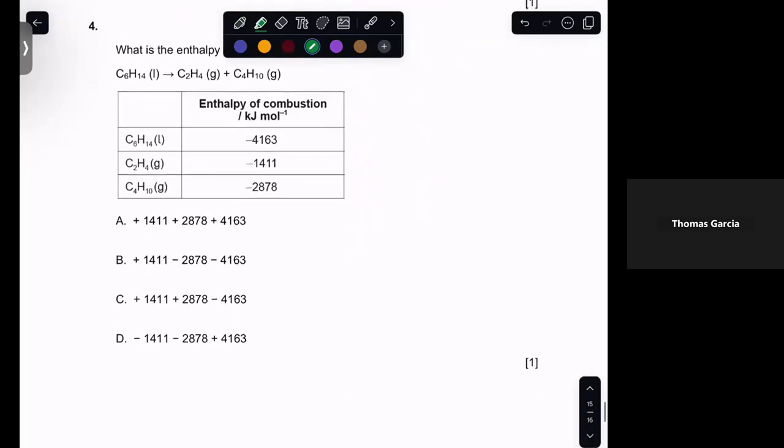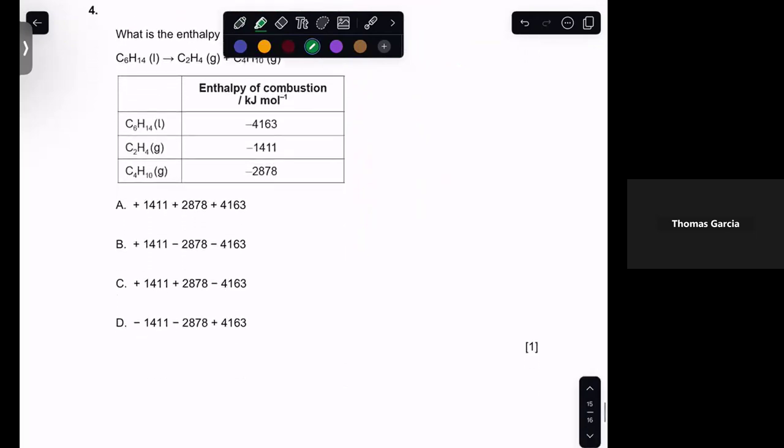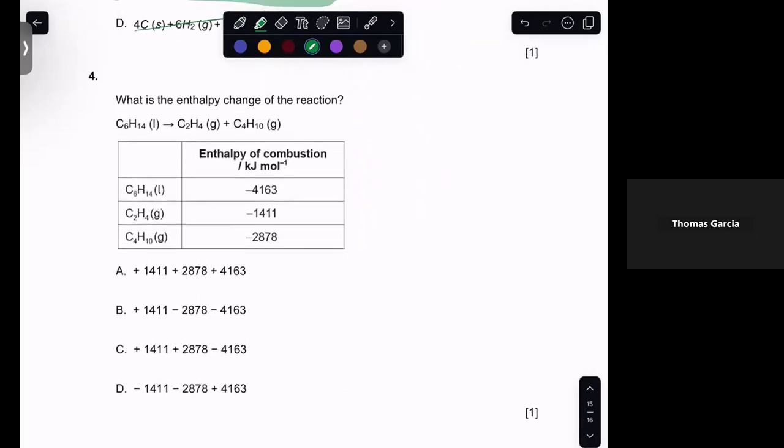Moving on to number 4. What is the enthalpy change of the reaction? Once again, keep in mind that this is combustion. So we're going to have our reactants minus products. In our reactants minus products, we have C6H14.